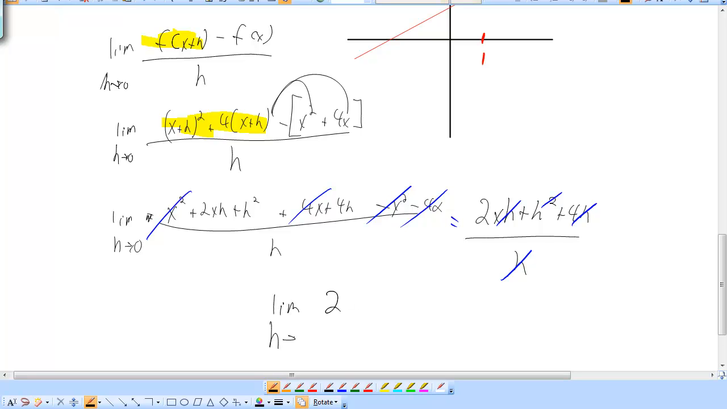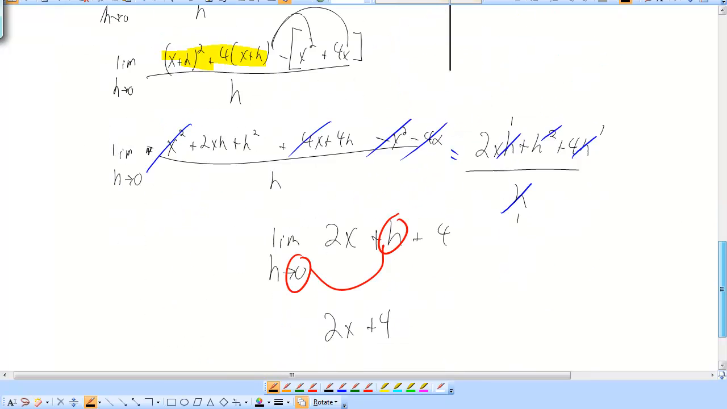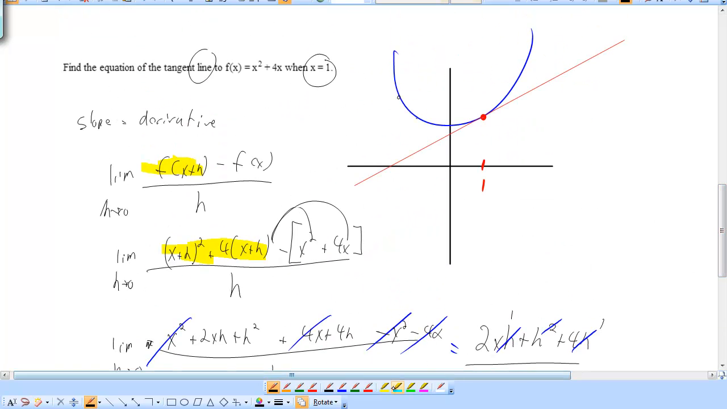You're left with the limit as h approaches 0 of 2x plus h plus 4. And that h at the bottom cancels out to a 1. And so now it's okay to plug in 0 for h this time because it doesn't make a 0 denominator. In fact, the denominator is just 1. Our derivative is 2x plus 4. Wait, what's x? X is 1, because the problem says evaluate it when x equals 1.